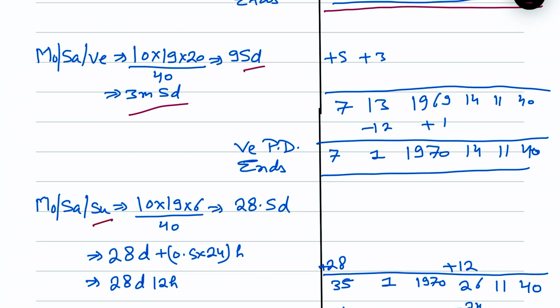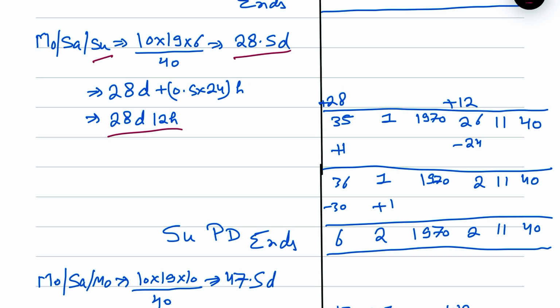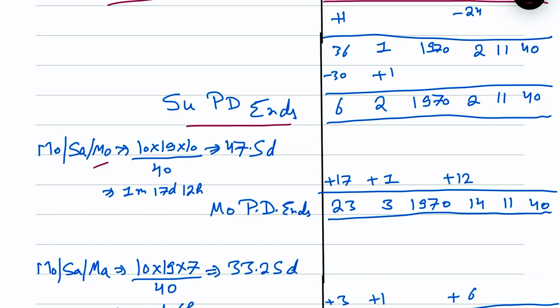After Venus, it will be Sun. Sun is for 6 years, so we get 28.5 days, which is 28 days. If we add it to this, we get this. Then we make sure the days lie between 1 and 30 and the time lies between 0 and 24. So Sun's Pratyantar Dasha ended on 6/2/1970 at 11/40. Moon is of 10 years, so we do the calculation. We get it ending on 23/3/1970.